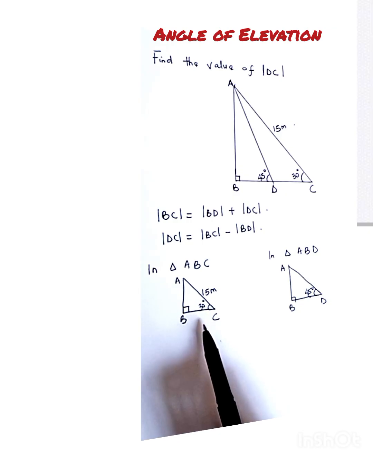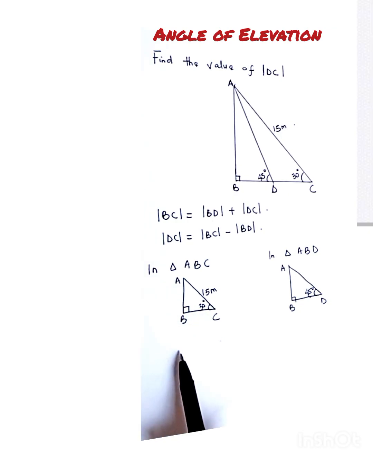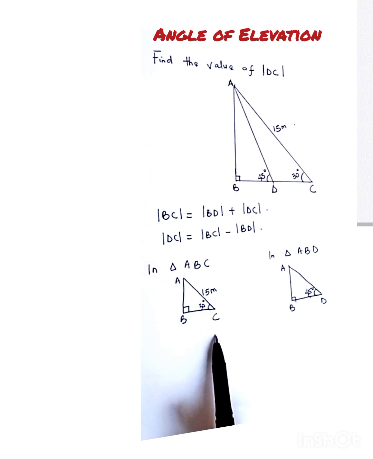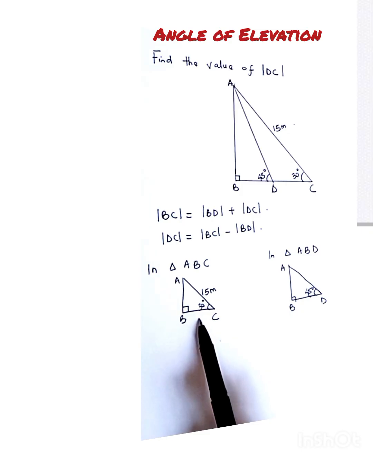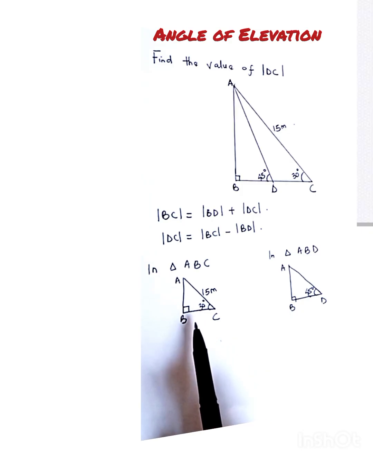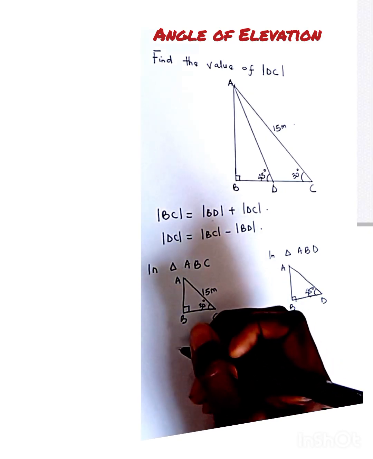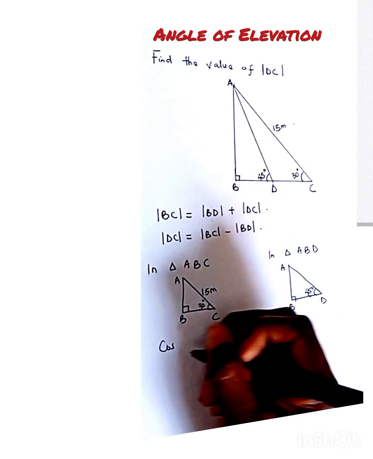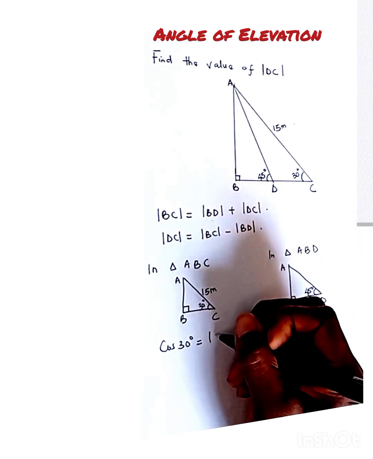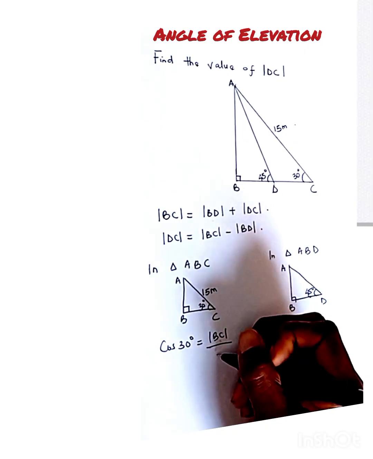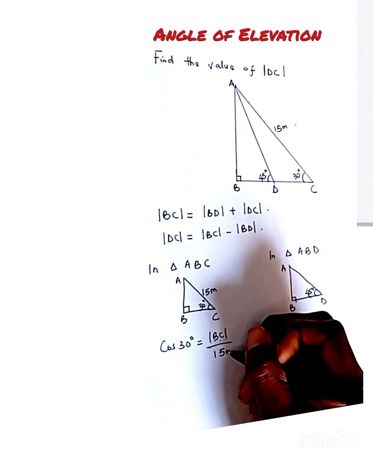Now if I want to get the value of line BC here, I will need to use the trigonometric ratio. This is the hypotenuse, right? This is the adjacent, right? This is the opposite. Now I have the hypotenuse given to me and I'm looking for the adjacent, which means I will use the cos. Now cos 30 degree becomes adjacent, which is line BC over 15 meter.